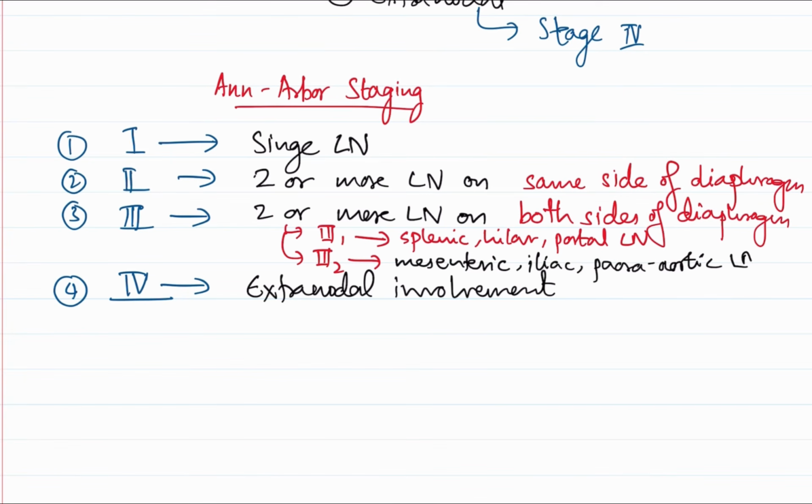To summarize, stage 1 means a single lymph node. Stage 2, 2 or more lymph nodes on the same side of the diaphragm. Stage 3 means 2 or more lymph nodes on both sides of the diaphragm, with 3-1 indicating involvement of the spleen or liver, and 3-2 meaning a further progression into the mesentery. And stage 4 is extranodal involvement. So that's all about Hodgkin's lymphoma.